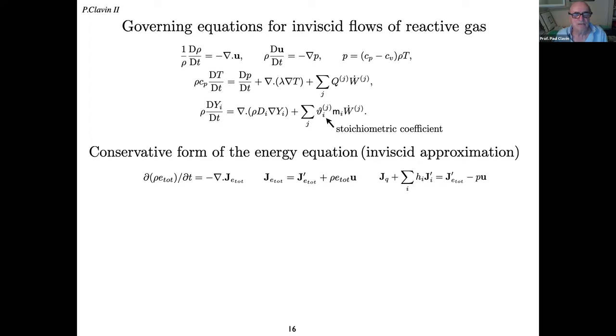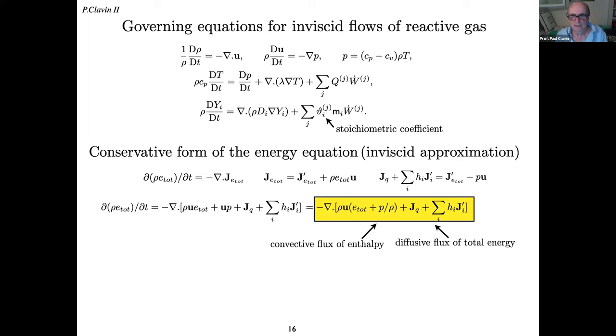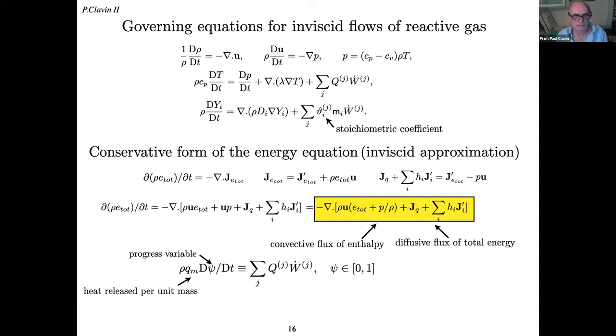These equations can be written in a conservative form, which is written here, by taking out the convective flux from the total flux of energy and introducing this quantity here. You have here a conservative form of the total energy, which I'm not going to use so often, but sometimes it could be useful.